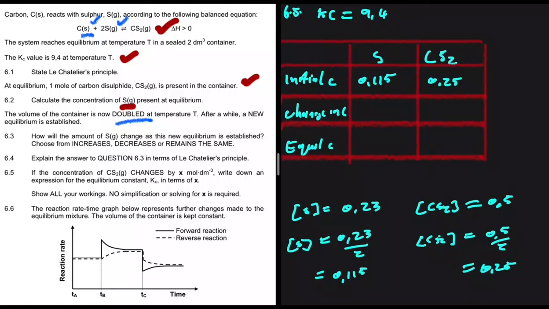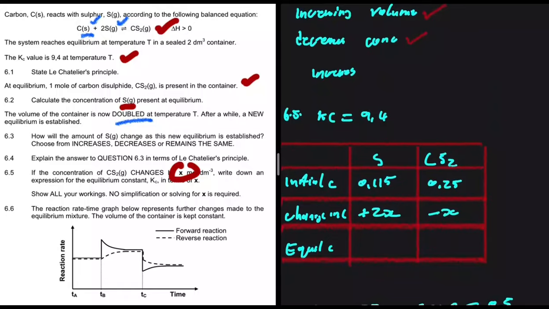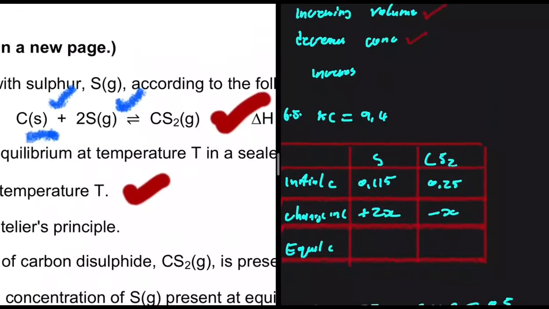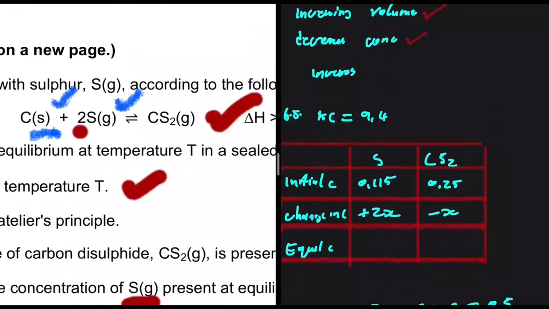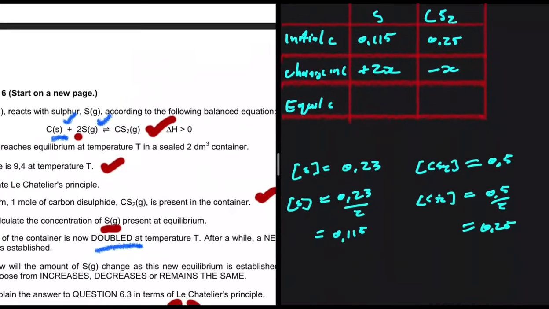We are told that the concentration of CS2 changes by x. In 6.3 and 6.4, we've already explained that the reverse reaction is going to be favored. So this is going to be minus x. The concentration of CS2 is going to decrease by x. While on the other hand, the concentration of sulfur is going to increase by plus 2x. Why plus 2x? The balancing coefficient of sulfur is 2. So that's why we have that there.